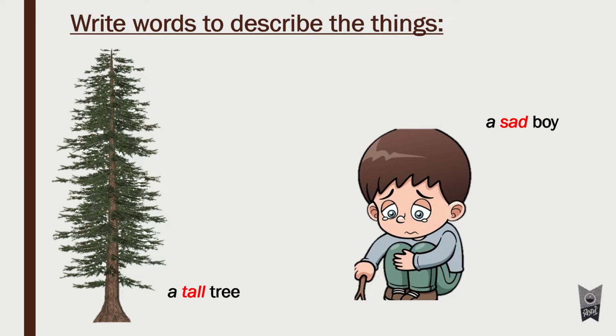Is it not? So tall is describing the tree. Tree is the naming word, the name of a thing. And boy here is the naming word and it is the name of a person. And sad is describing the boy. Understood? Understood. So the words which describe the naming words, which give us more information about the naming words, are called the describing words, or what do we call them? What is the other name? Yes, they are also called adjectives.